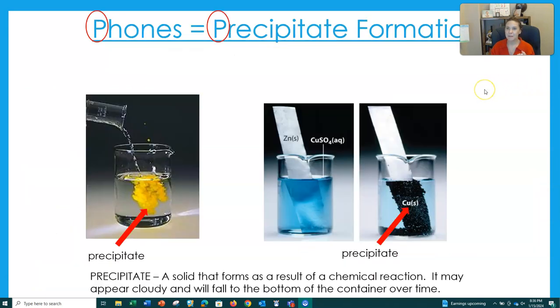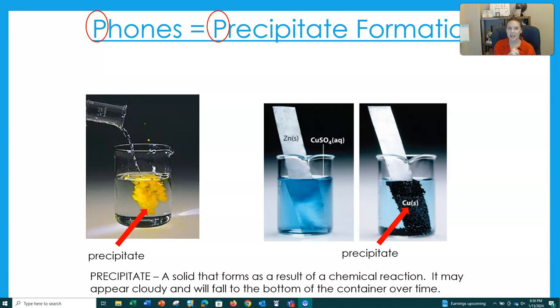Okay. Then we've got the precipitate. Okay. So this is, remember, a solid that forms as a result of a chemical reaction. So let's say I take a liquid and I combine it with another liquid and I mix it together, and now all of a sudden I see little flakes of solid material floating. This would be evidence of a chemical reaction.